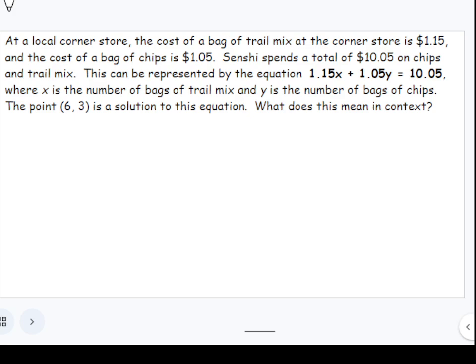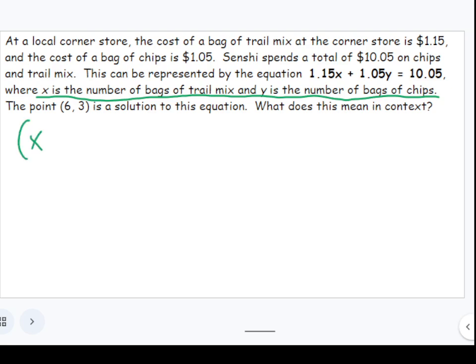At a local corner store, the cost of a bag of trail mix is $1.15, and the cost of a bag of chips is $1.05. Senshi spends a total of $10.05 on chips and trail mix, which can be represented by the equation 1.5x plus 1.05y equals 10.05, where x is the number of bags of trail mix and y is the number of bags of chips. Again, it basically gives us the answer right in the problem. The point 6, 3 is a solution. What does this mean in context?